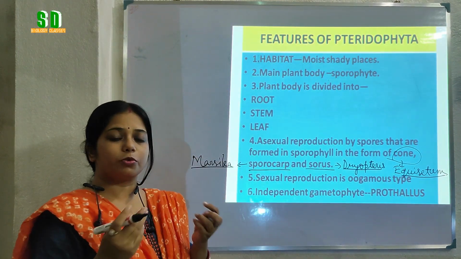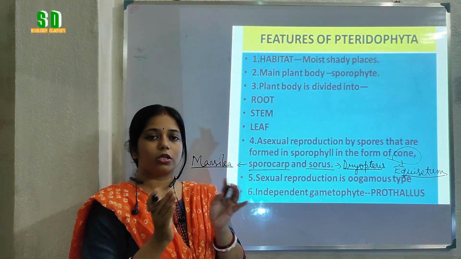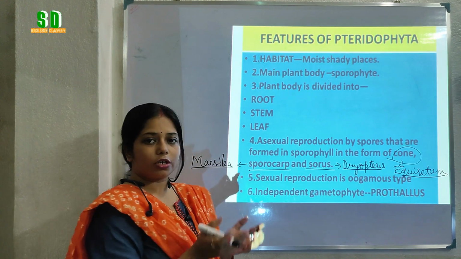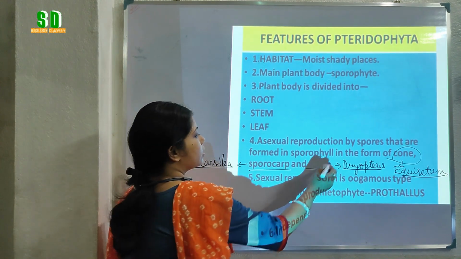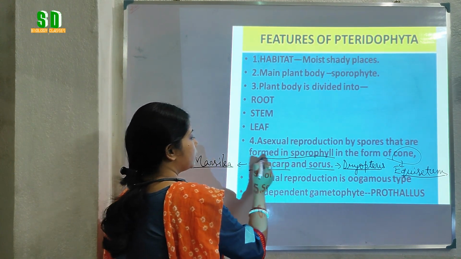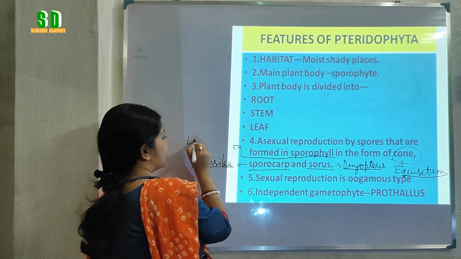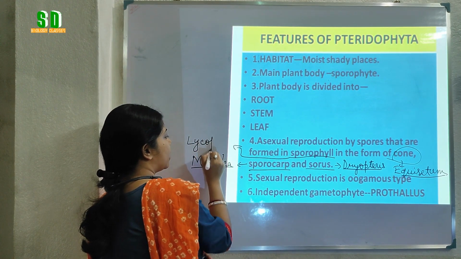And sometimes sporophylls are only arranged close to each other. They do not make any cone-like structure. Only the sporophylls are arranged very close to each other, and this type of structure we can see in case of Lycopodium.